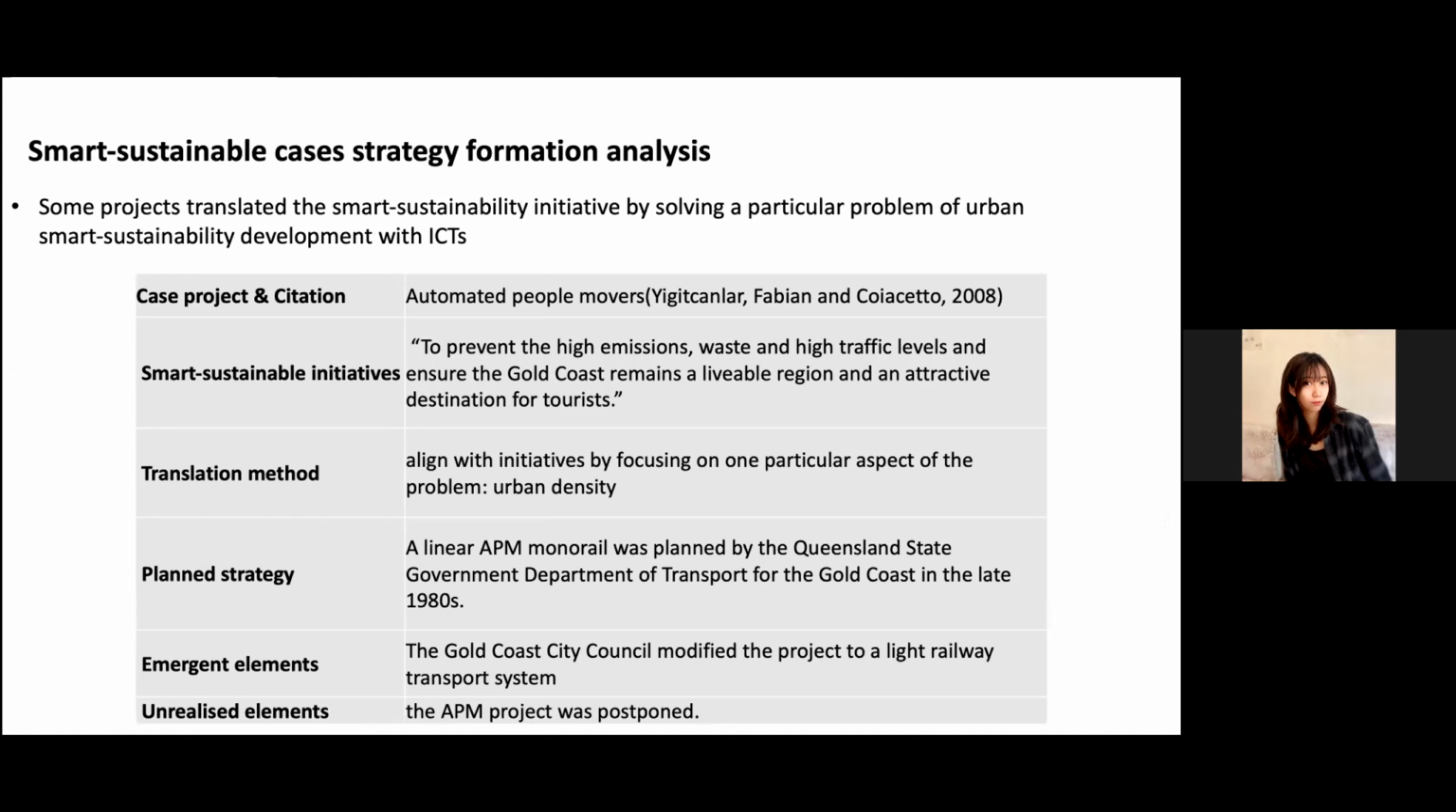For example, the APM project in Australia. The Gold Coast in Australia has a high level of private car dependency, low-level public transportation services, and low population density. The APM project was planned to create more transport density in urban districts, so that most mobility by transportation becomes possible and attractive. However, sadly, the APM project has been postponed for more than 2 decades.